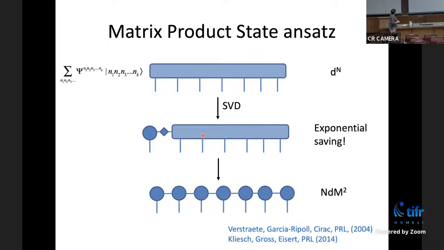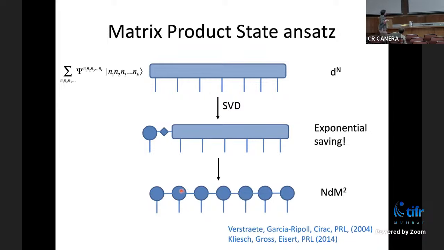But not quite, because if you now go ahead and see what is the dimension of this object that I have created, it would have n not in the exponent, it would have n in the mantissa, and d, which is the physical dimension, and m squared, this mysterious m that has come about. I'm going to tell you what that means.